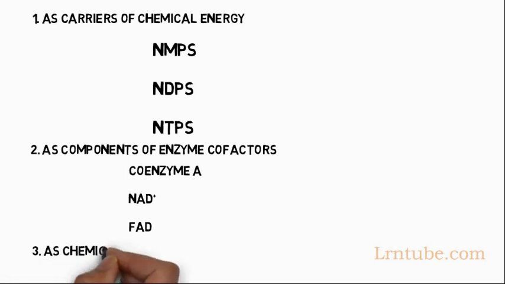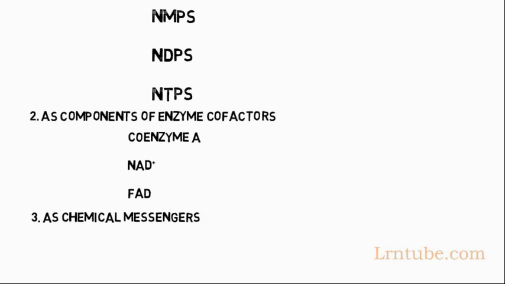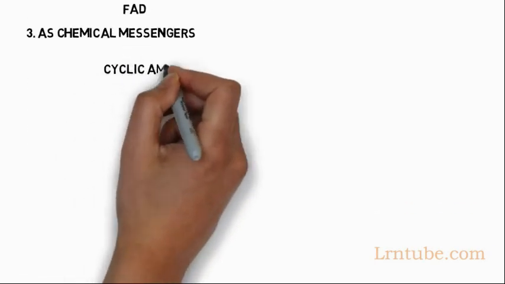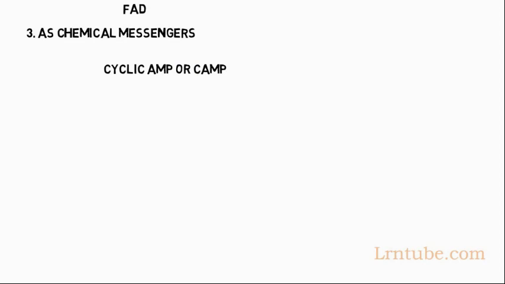Third function, as chemical messengers. One of the most common messengers is the nucleotide adenosine 3',5'-cyclic monophosphate, that is cyclic AMP or cAMP, formed from ATP. So we can see that there are three major functions of nucleotides. They act as carriers of chemical energy, as components of enzyme cofactors, and as chemical messengers.